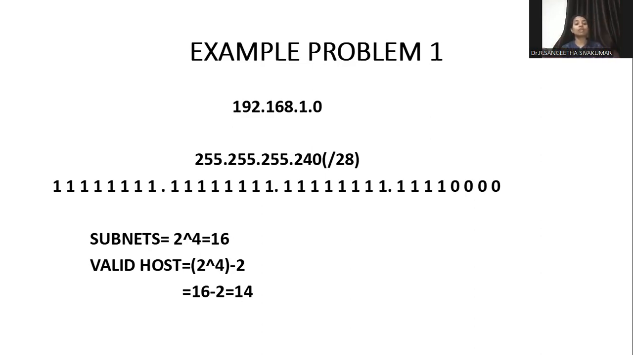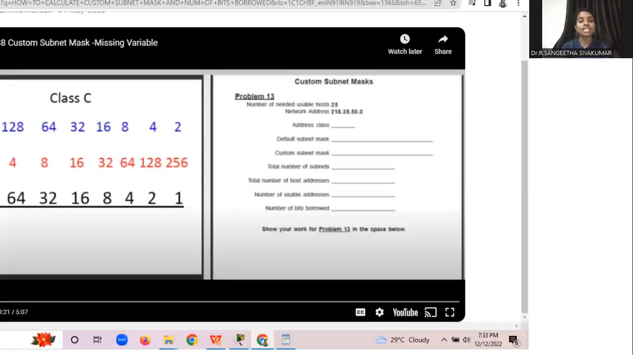So this is how you should calculate the total number of subnets and the total number of hosts, and from the total number of hosts, we can calculate the total number of valid hosts. This is a very good example for finding out the class of the particular IP, and we can calculate the total number of subnets, the total number of hosts, and the valid hosts. So here, let us see another example.